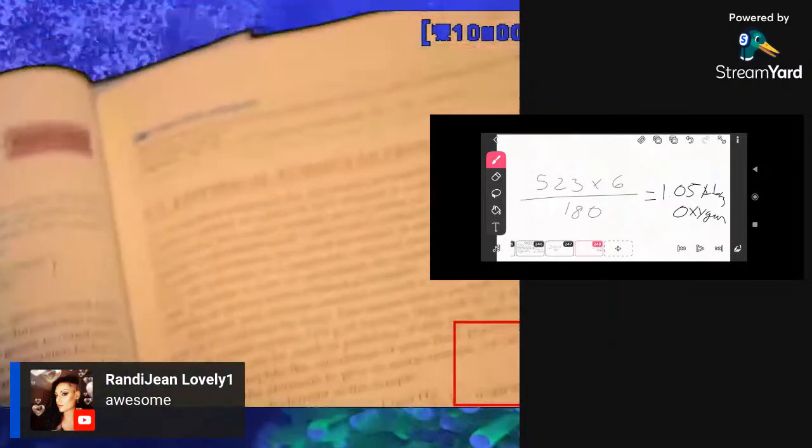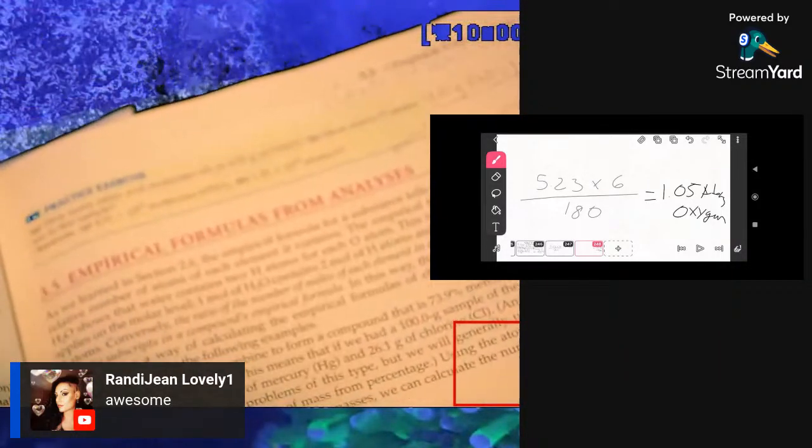All right. That's going to give me the number of oxygen atoms, which is 1.05 atoms of oxygen. All right. Bam. There you go. And looking at the answer, that's pretty much right. All right. And then the last problem, and we're out of here.